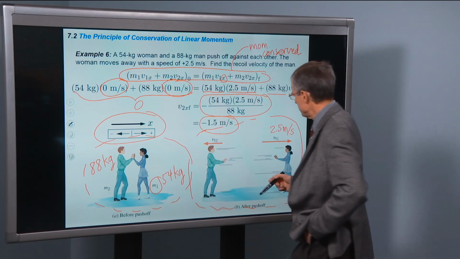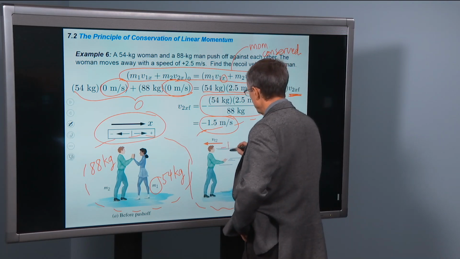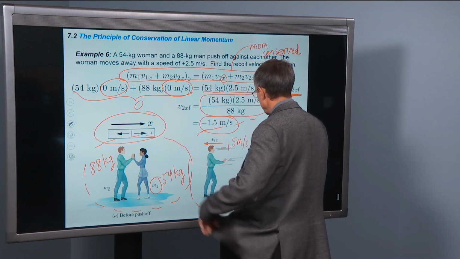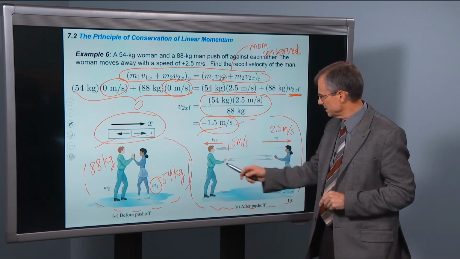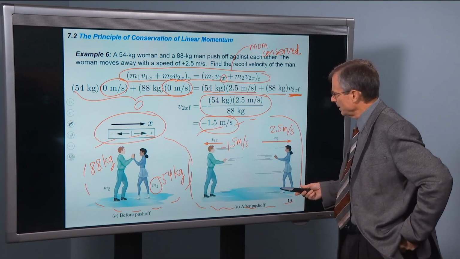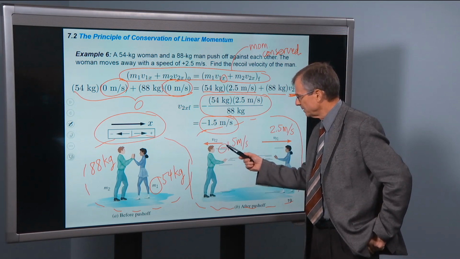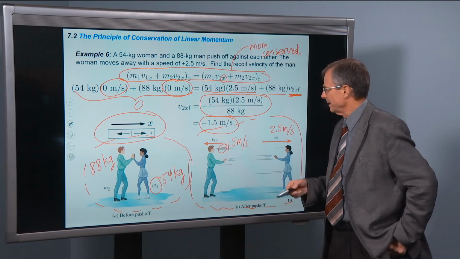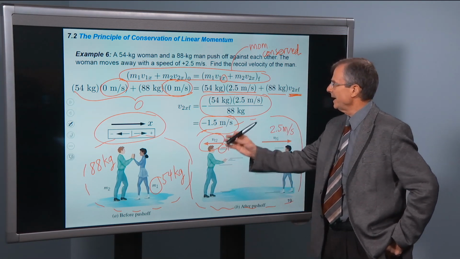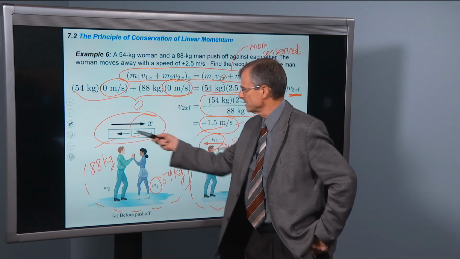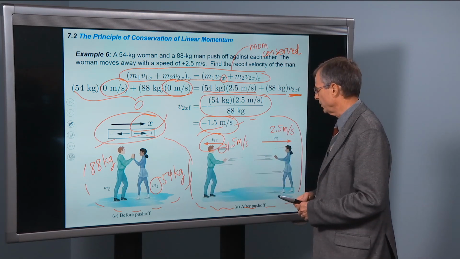Okay, so that says that the man's x component of velocity is negative 1.5 meters per second. Now, I might ask, if the man is heavier than the woman, which he is, more massive than the woman, why should his velocity be slower? First of all, why is this negative? Now, the negative says nothing more or less than the fact that the man's velocity is in the negative x direction. X is to the right, his velocity is to the left, and so the minus sign says no more or less than that. No big deal.